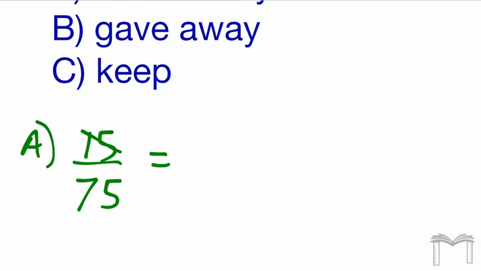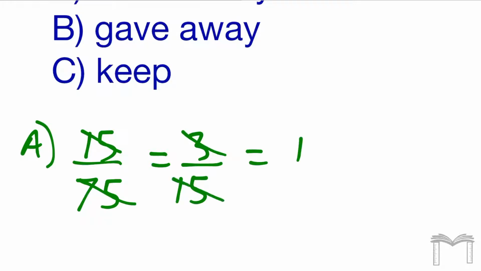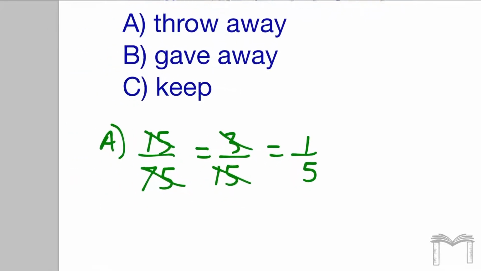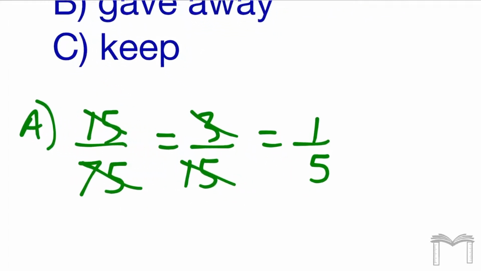5 into 15, 3. 5 into 75, 15. 3 into 3, 1. And 3 into 15, 5. Or we could have said 15 into 15, 1. And 15 into 75, 5. Okay, so that's part A, he threw away 1/5.